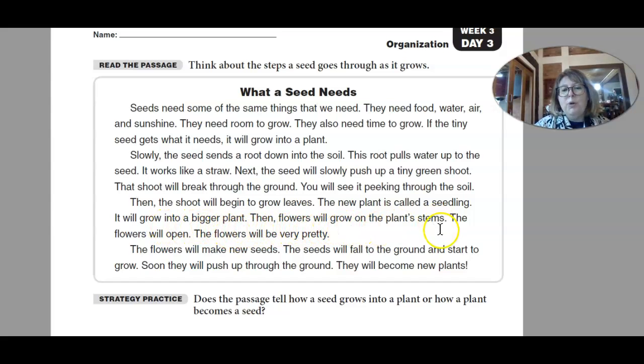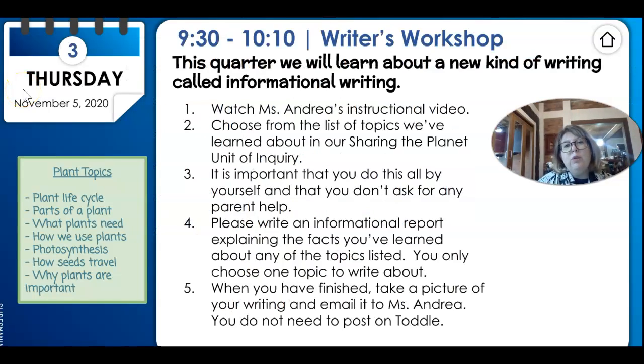Then flowers will grow on the plant stem. The flowers will open. The flowers will be very pretty. The flowers will make new seeds. The seeds will fall to the ground and start to grow. Soon they will push up through the ground again. They will become new plants. All right, so this informational passage tells what a seed needs and then why it needs it and then how it grows.